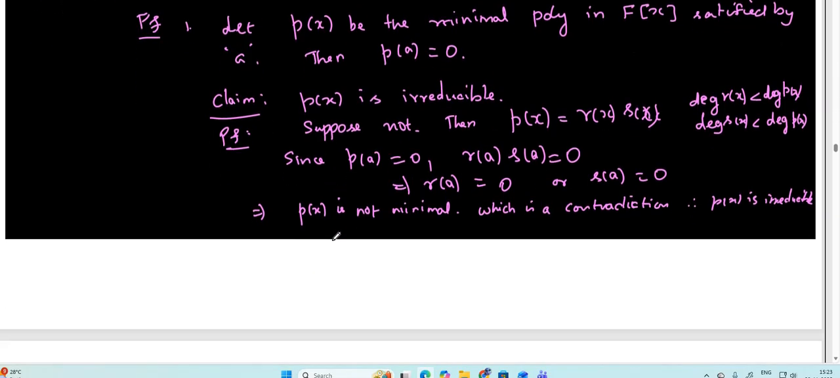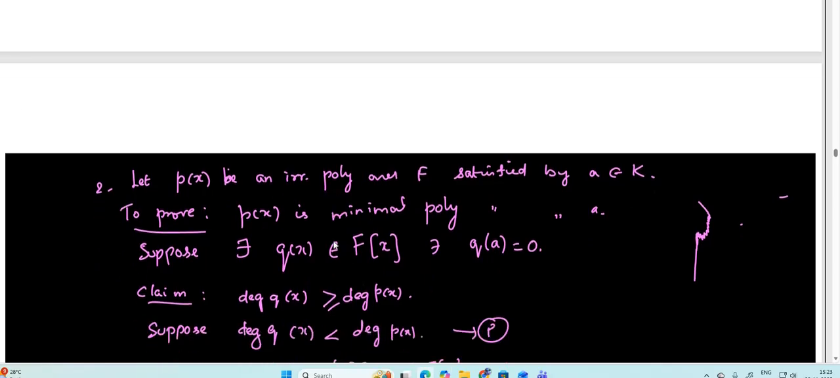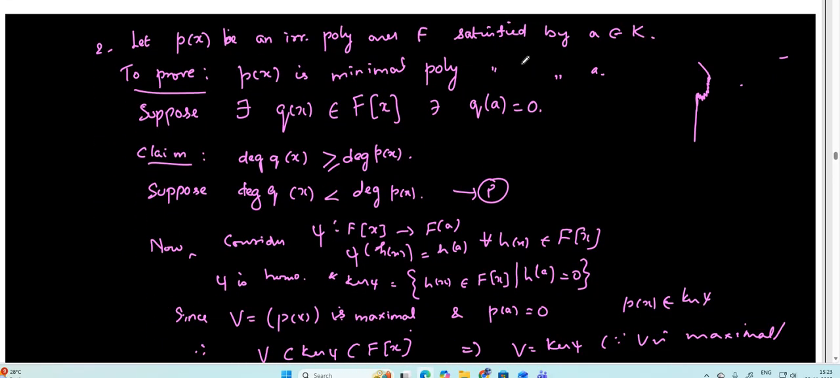Now for the second part, we shall assume p(x) to be an irreducible polynomial over F satisfied by a in K. Now we'll have to prove that this is the minimal polynomial. Suppose there exists some other polynomial, say q(x), satisfied by a. So q(a) is 0. Now if you are able to prove that the degree of q(x), any other polynomial, is greater than or equal to the degree of p(x), it means p(x) has to be the minimal. Now suppose this is what we claim. Suppose we assume that the degree of q(x) is less than the degree of p(x).